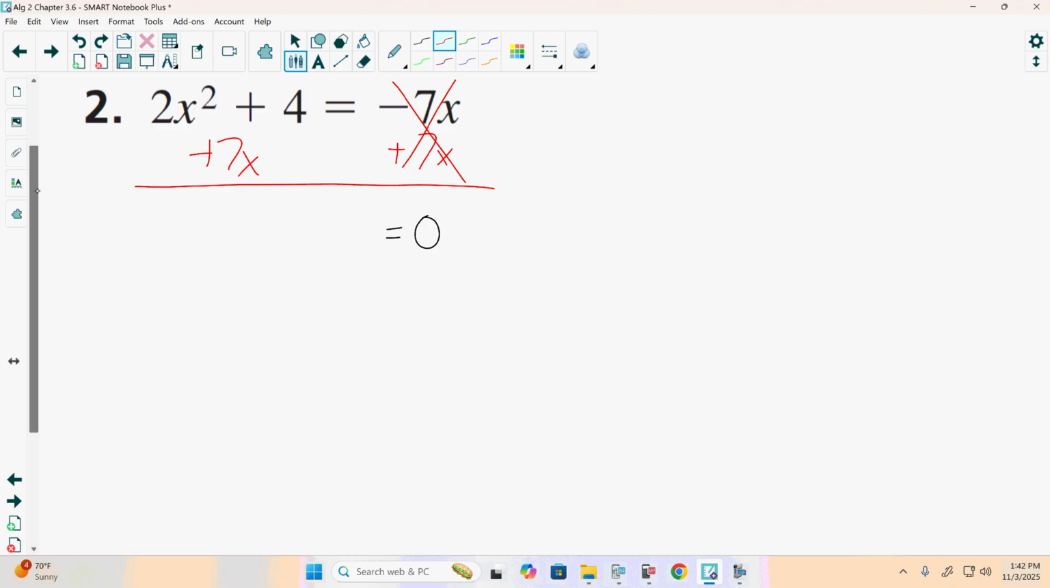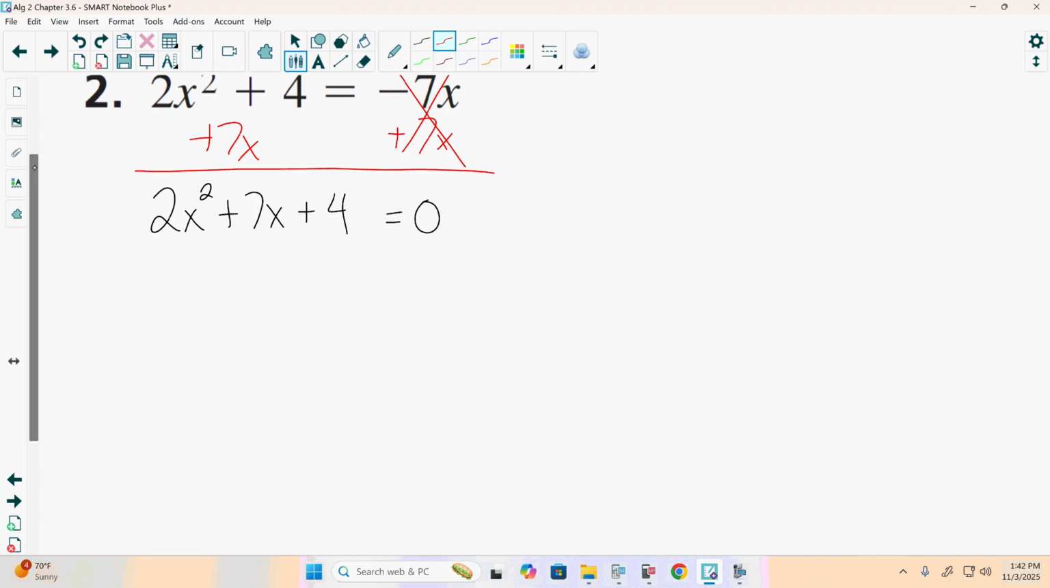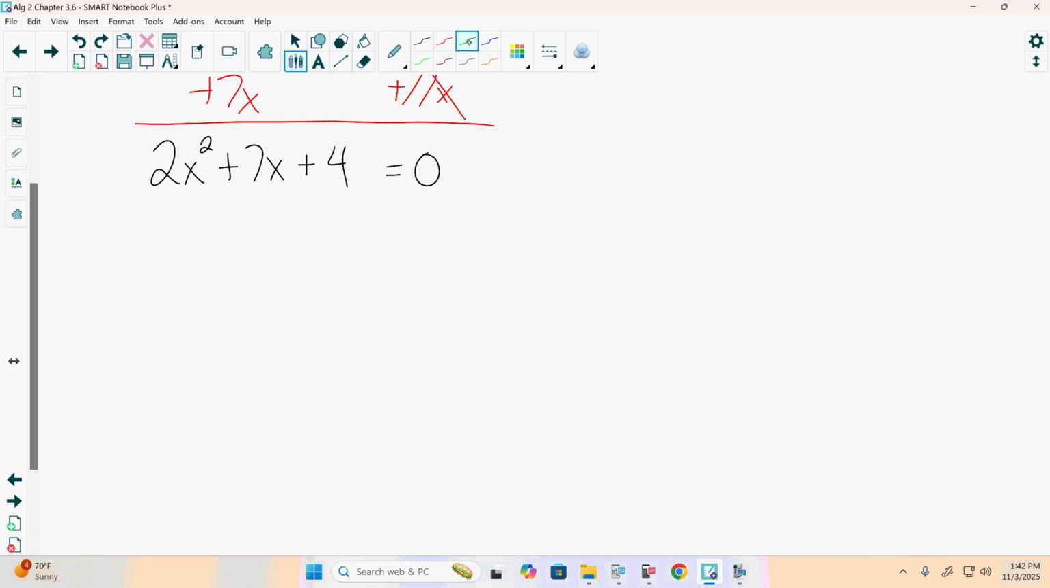On the left-hand side, 2x squared, 7x, and 4, none of those are like terms, so we're just going to write it in standard form. Standard form is our decreasing exponents. So the x squared term goes first, the x term goes second, and then the term without a variable goes third, our constant term. One other thing we need from this equation is the values of a, b, and c. A is the number in front of x squared, b is the number in front of x, and c is our constant term.